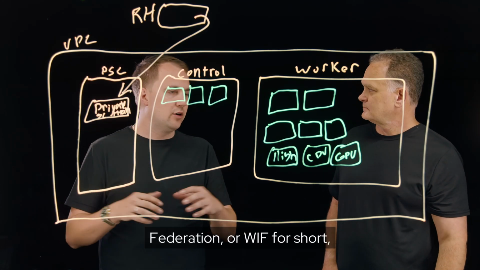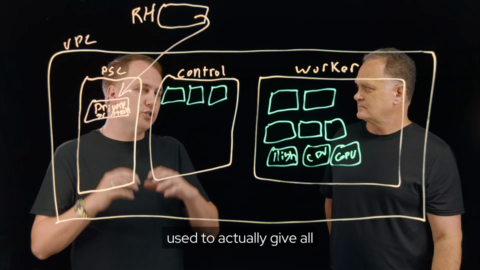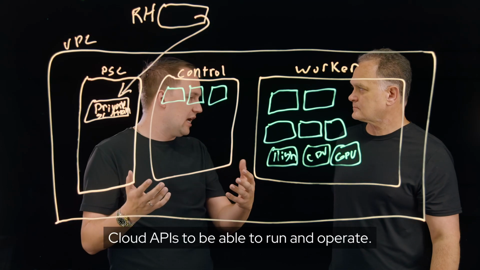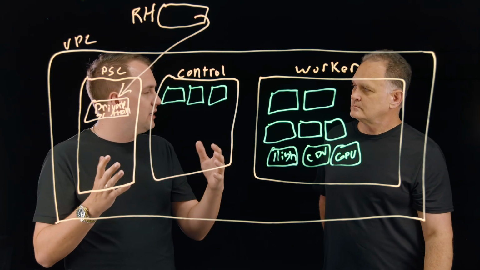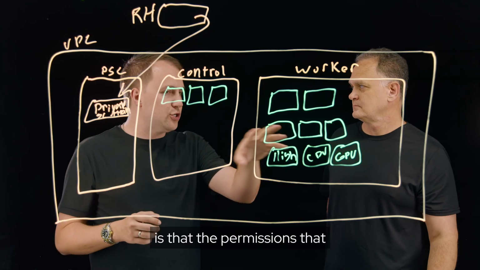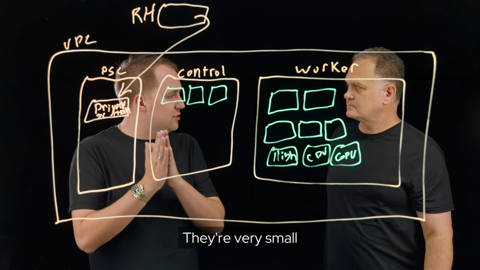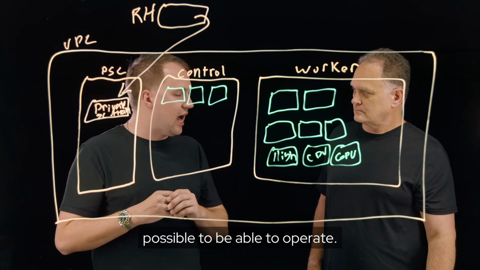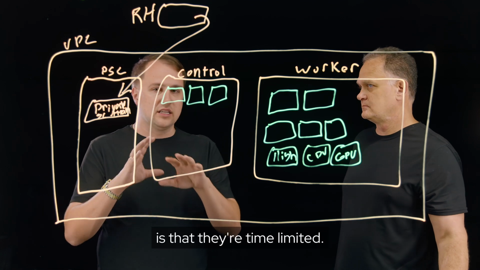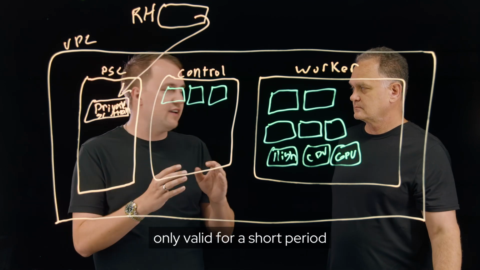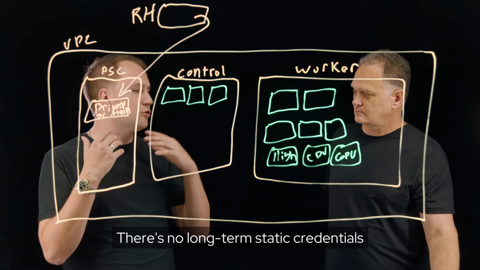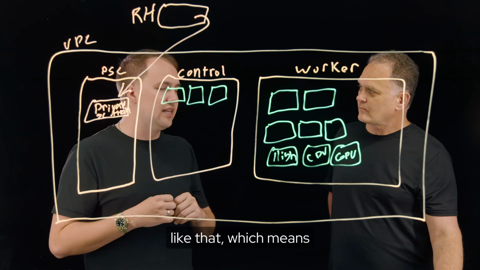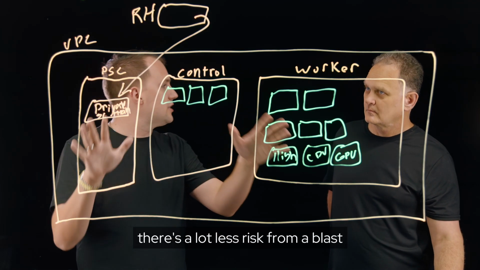And Google Workload Identity Federation, or WIF for short, as we call it, is used to give all of these resources inside of the cluster access to the Google Cloud APIs to be able to run and operate. One of the great parts about that is that the permissions they have are very granular. They're very small and limited permissions, providing the least privileges possible to operate. In addition, they're time limited. Those credentials are only valid for a short period of time. There are no long-term static credentials, like extended service accounts or things like that, which means there's a lot less risk from a blast radius perspective.